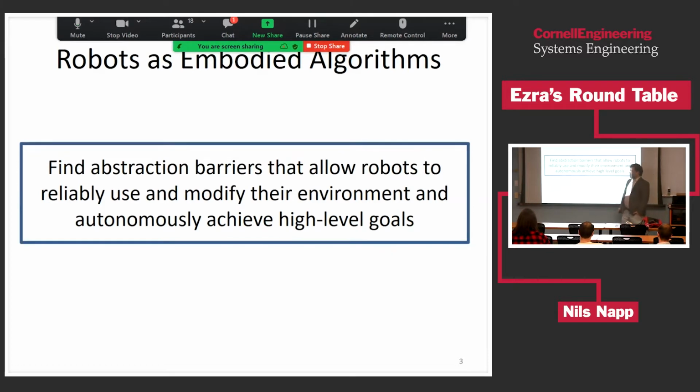And to do that, we need the right abstraction barriers, so we can reason about what the actual outcome of robots manipulating their environment is, and get predictable long-term behavior. Focusing on environmental modification is interesting because it makes robots different from just programming, because there's something happening in physical space. And there are immediate practical applications for robots manipulating their environment.